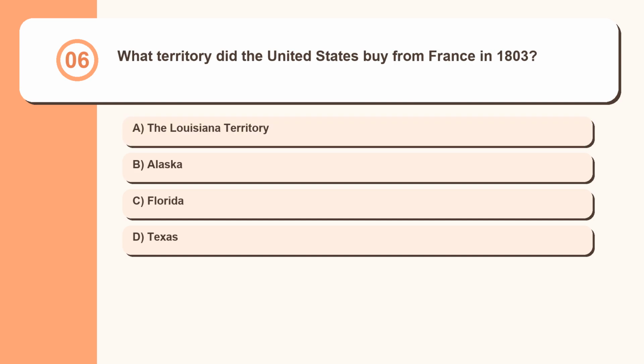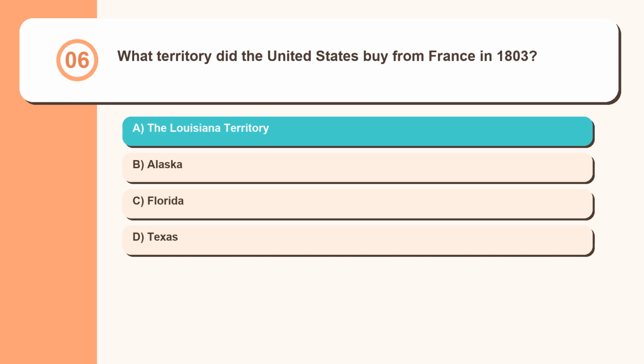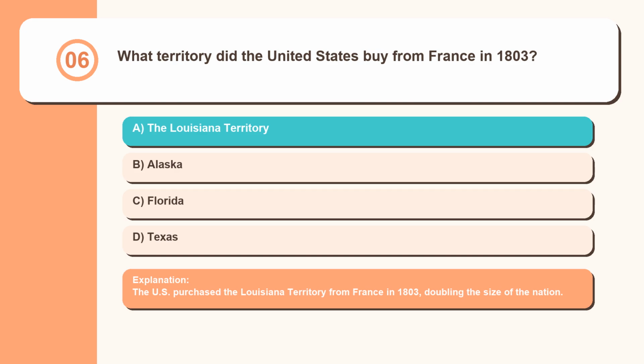Question 6. What territory did the United States buy from France in 1803? The Louisiana Territory, Alaska, Florida, Texas. The U.S. purchased the Louisiana Territory from France in 1803, doubling the size of the nation.